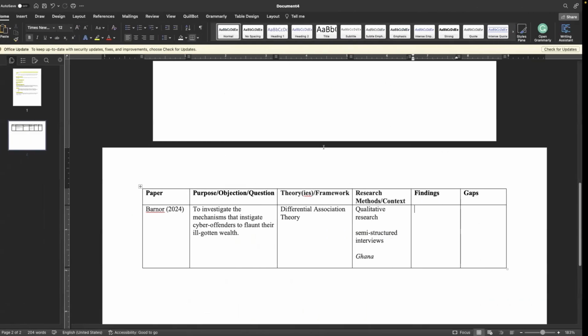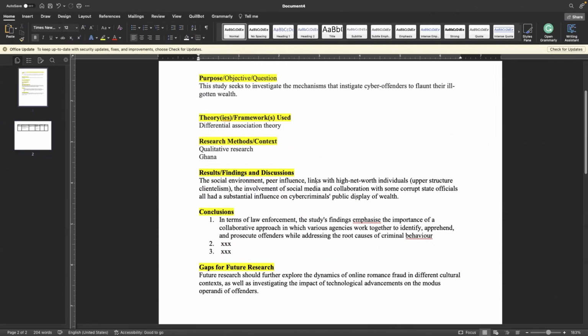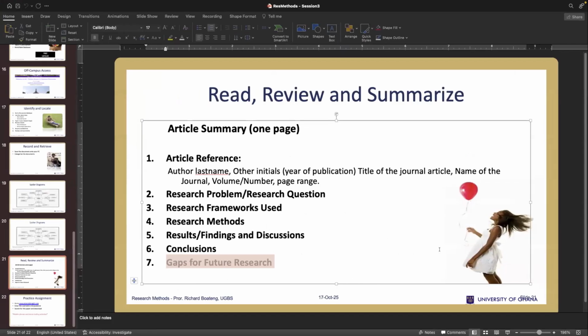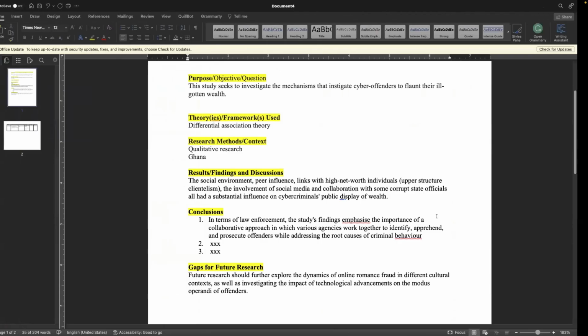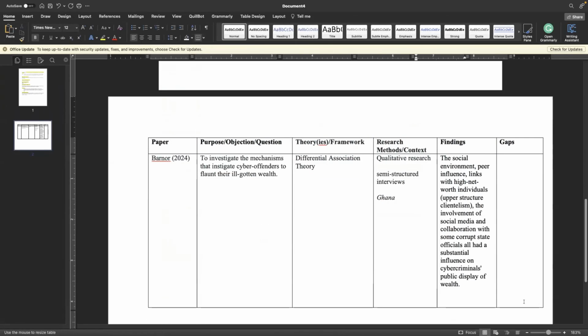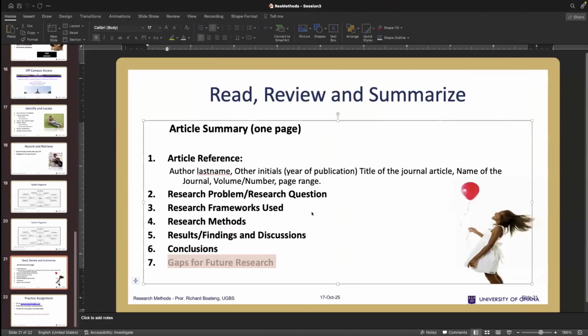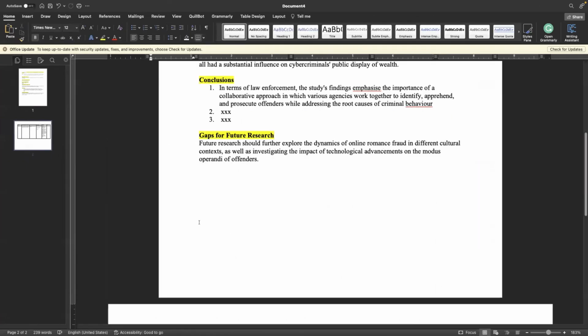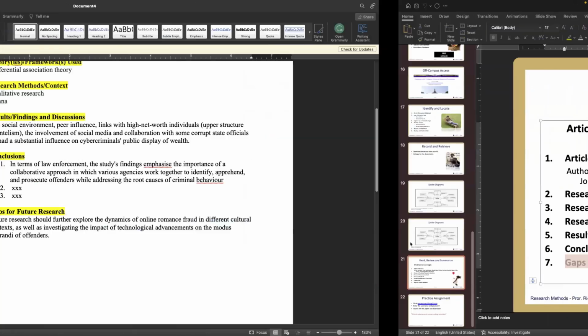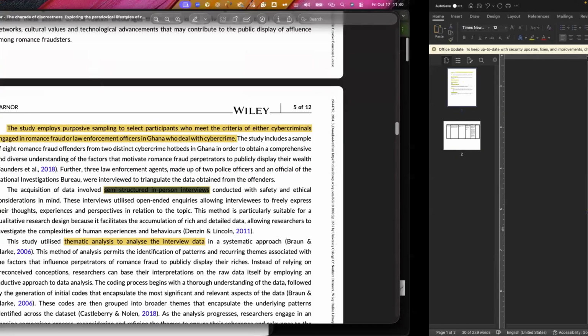So the findings. Let's put the findings there. Okay. And then the gaps that we identified. So you may come across more than one gap. Put all the gaps there.